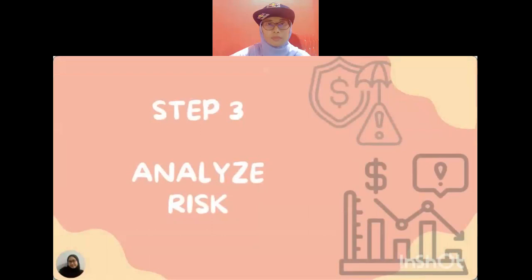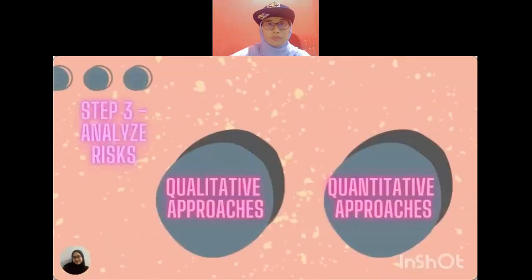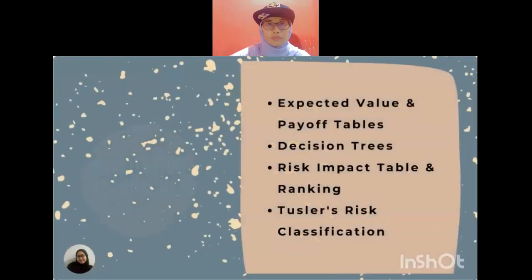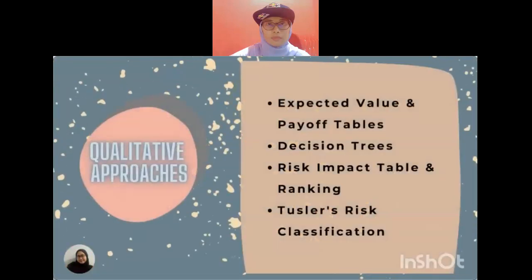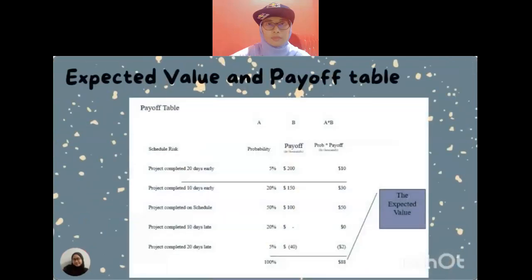Next step in project risk management processes is analyze risk. There are 2 approaches in analyze risk, which are qualitative approaches and quantitative approaches. Firstly is expected value and payoff table.